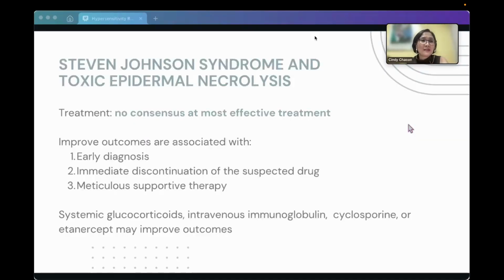Imagine, yun nga, you treat them like burn patients. So the risk for infection is always there. You have to be able to balance well fluids as well as control and maintain an infection-free environment. Systemic glucocorticoids, the early administration of which, IVIG, cyclosporin, or etanercept may improve disease outcomes, but randomized studies to evaluate the potential of these therapies are still lacking and are very difficult to perform.